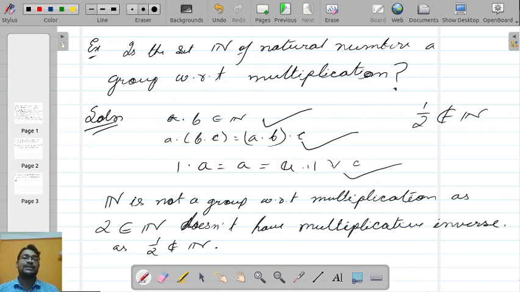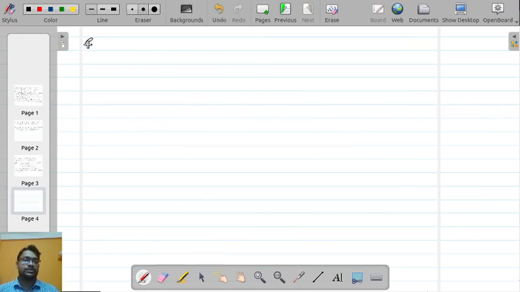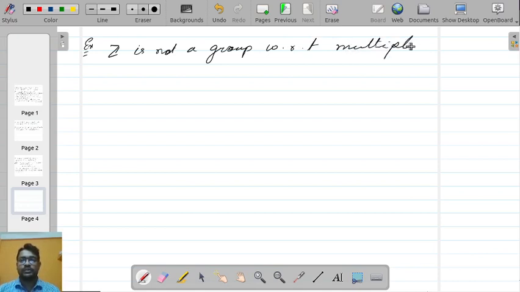Similarly, Z is not a group with respect to multiplication. These things you can also verify. Yeah, so these are just one mark questions. Can you try this?